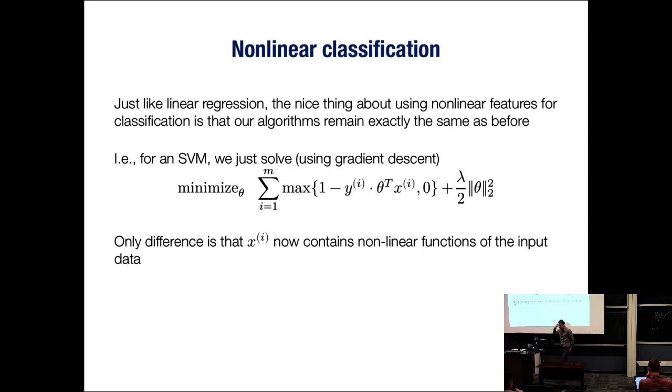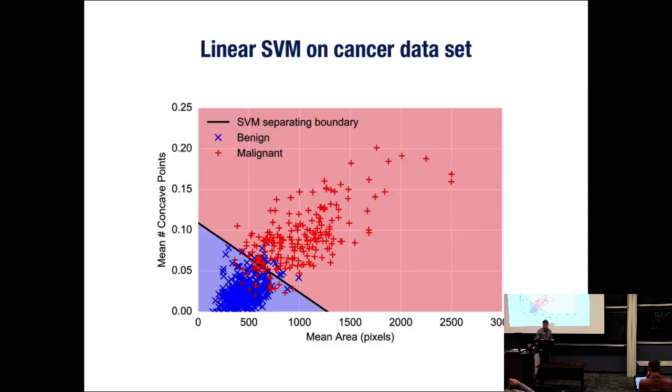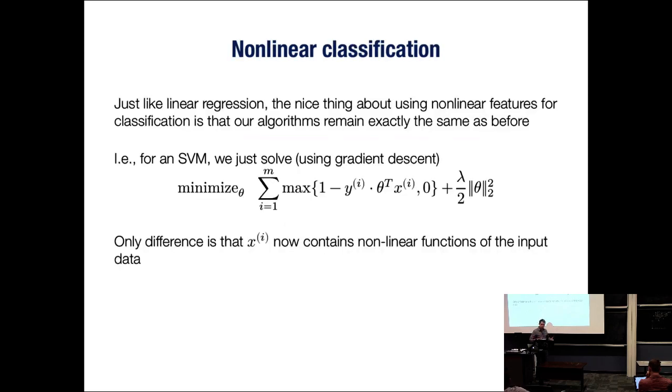The only difference here is that instead of those x's being just our high temperature and whatever else, or sorry, I'm back to the cancer data set, instead of those x's just being the mean area and the number of concave points, it's some nonlinear features in those two raw inputs. And then after that, we just minimize our same support vector machine, logistic regression, whatever we want to do. We can just optimize that same function with, say, gradient descent. Okay, so let's see what this looks like.